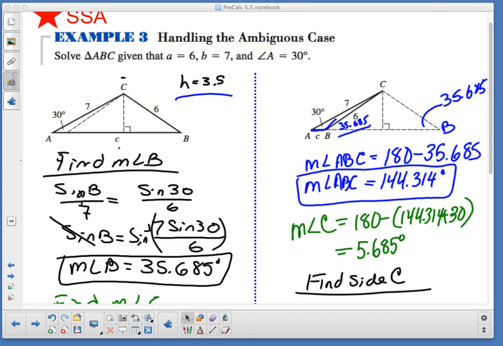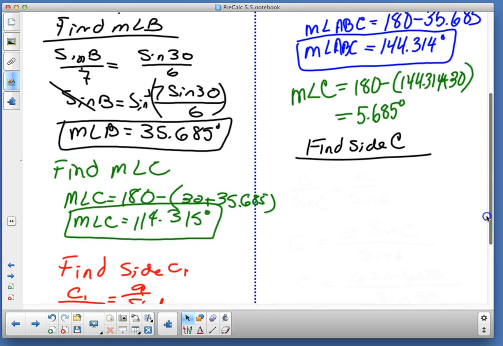Okay, guys, yesterday we were at 5.5 day 1. We were working on example 3, handling the ambiguous case. Keep in mind we were almost done. We just had to find side C.